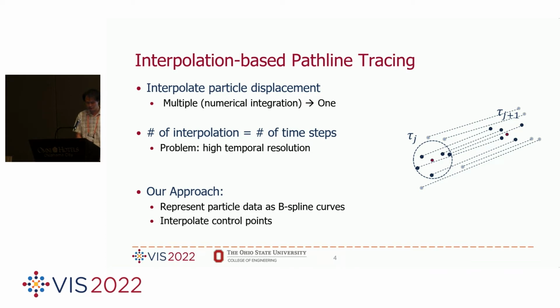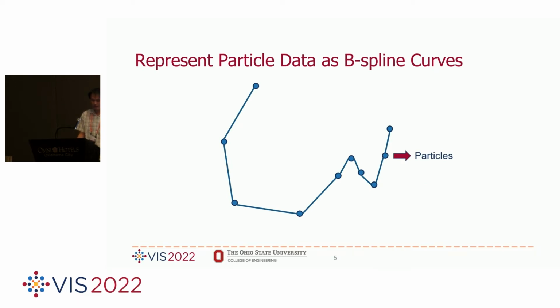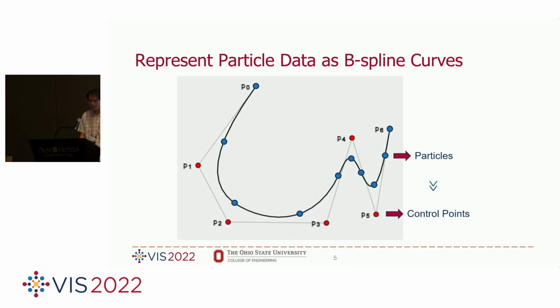So to tackle this challenge, we propose a new method to represent each path line as parametric curves. By interpolating the control points, the number of interpolations can be effectively reduced. Now we illustrate our path line representation. We start with the original particle positions in the path line, and we fit a B-spline curve along the trajectory. Then this path line of particle positions is replaced by the control points. If the B-spline is constructed carefully, we can store a significantly smaller number of control points than particles, while preserving a relatively small error. Next, we'll introduce our B-spline fitting strategy.